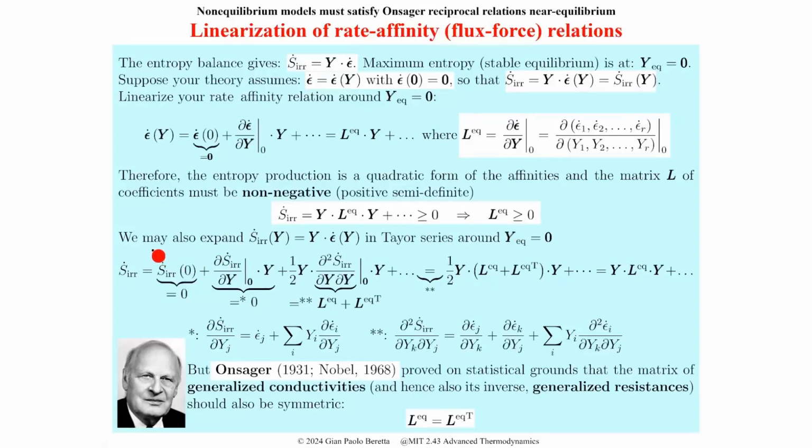You may also do the linear expansion of this expression here for the entropy with respect to, again, y around equilibrium. If you do that, you get the term at equilibrium is 0 because the affinities are 0. If you put 0 here, you get 0. The first derivative of s dot with respect to y at equilibrium is also 0. When you evaluate it, here's the evaluation.